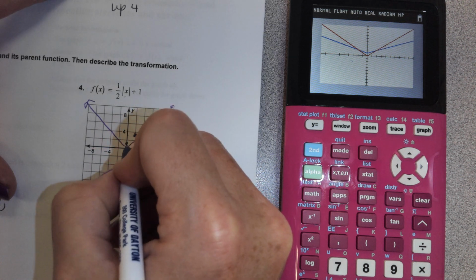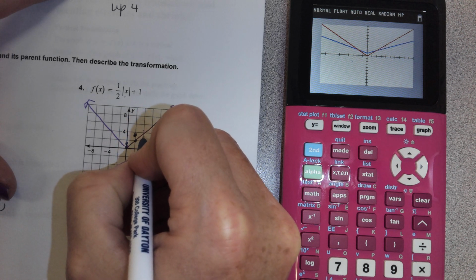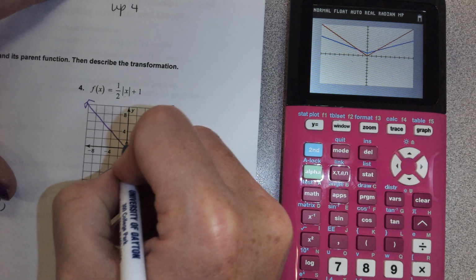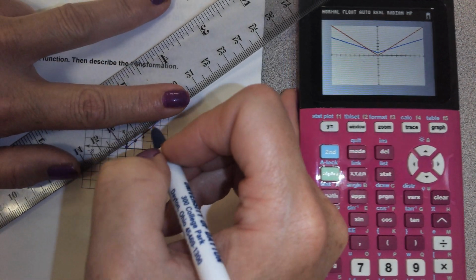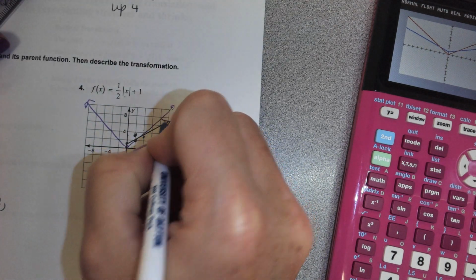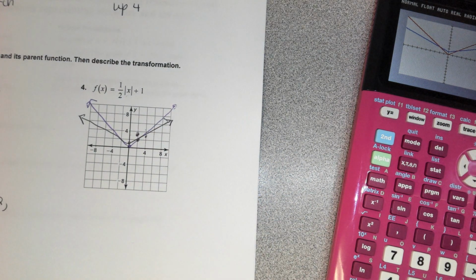Oops, hold on a minute. Up 1 over 2 would look like that. Up 1 over 2. All right. So this, straight edge here. It's kind of hard to do. We just want the basic idea here, though. You don't have to be exact again. So I'm just going to make it go over like that. That's fine. All right. So now we're going to describe these transformations.